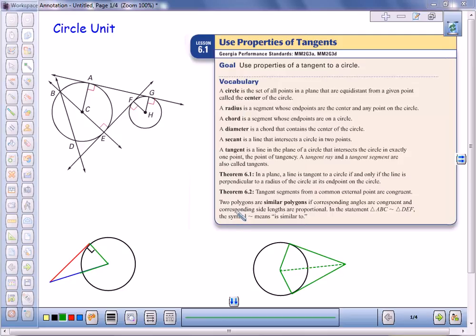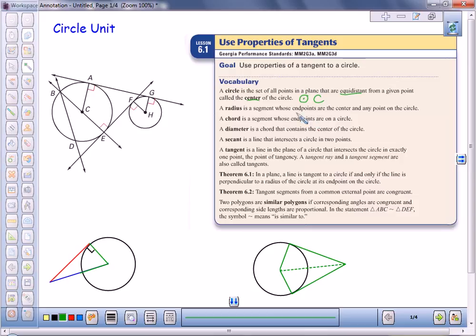And this vocabulary is straight out of your text. So if you don't want to copy this down, that's fine. First of all, a circle. A circle is a set of all points in a plane that are equidistant from a given point called the center. And that equidistance ends up being our radius. The way we would denote a circle, let's say we had circle C here. This is circle C. One way to denote it is to use the circle symbol and the capital letter C.